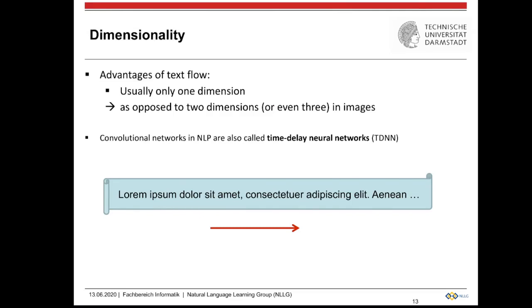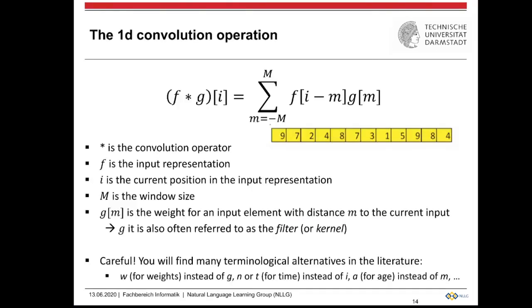Let's have a look at the dimensionalities of images and text. Images usually have two dimensions, which are rendered as a matrix, but sometimes they have three dimensions if we consider the RGB channels. In contrast, text flows usually have only one dimension. Let's have a look at the 1D convolution operation.